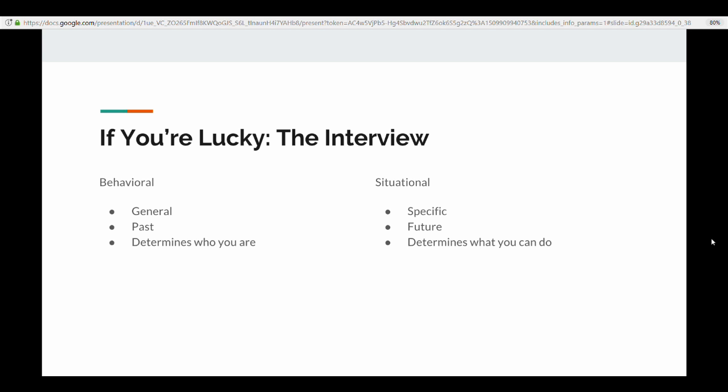Situational interview questions are going to assess what you can do. A lot of times these are specific, hypothetical, and future oriented. So you may be asked to describe what you would do in a specific situation. If you're in a more technical field, a situational interview question might actually involve doing some calculations.